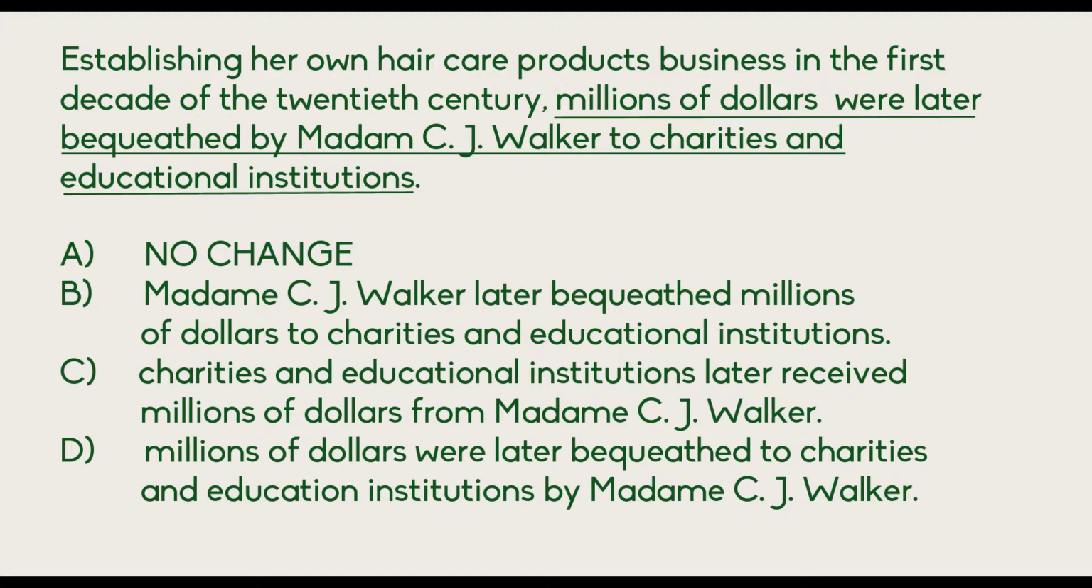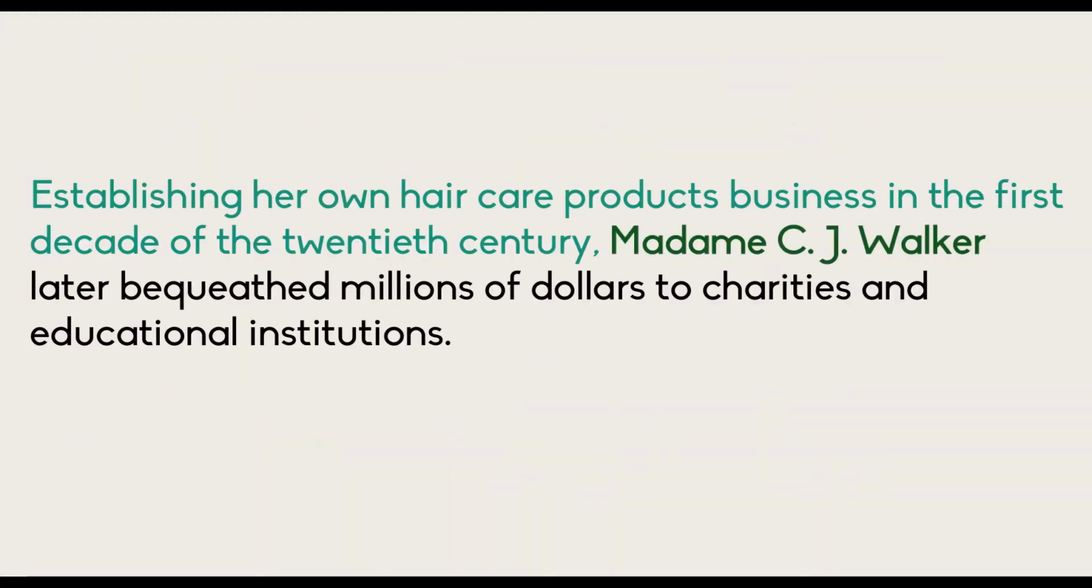It must be the person, and the person here must be Madam C.J. Walker. So we need Madam C.J. Walker to follow our descriptive clause, and that would give us answer choice B, which if we read this out would have "establishing her own hair care products business in the first decade of the 20th century, comma, Madam C.J. Walker later bequeathed millions of dollars." And again, our descriptive clause and our noun now match up perfectly. Okay, two more.